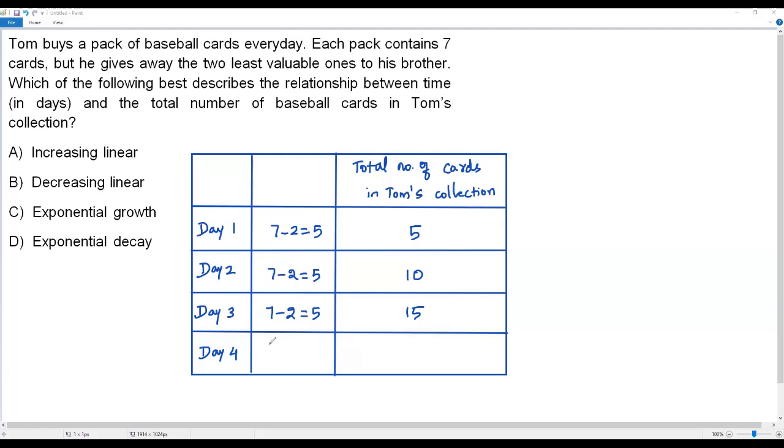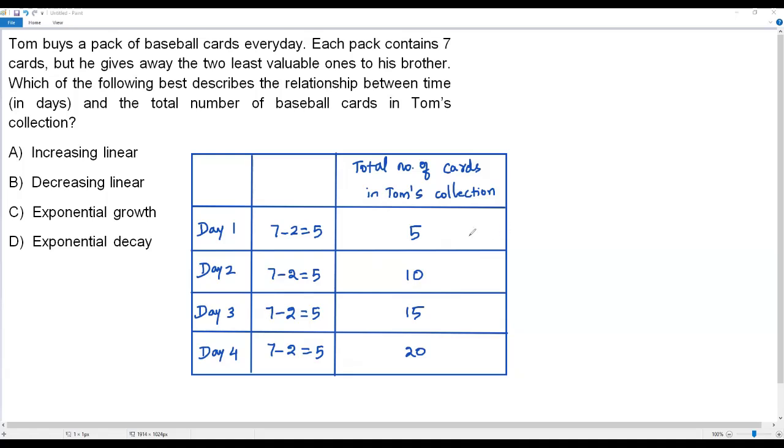And on day 4 also he buys a pack of 7 cards and he gives 2 cards away to his brother. So he has 5 cards left at the end of day 4. So at the end of day 4, 5 plus 15, because he already has 15 cards in his collection. So totally 20. So the total number of cards in Tom's collection at the end of day 4 is 20. Okay, now we'll just look at the number of cards in Tom's collection.